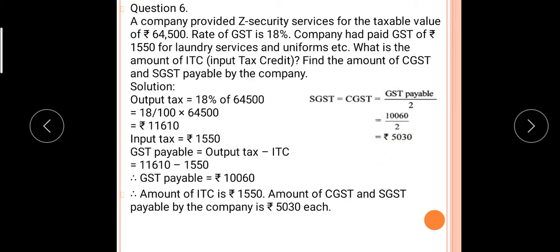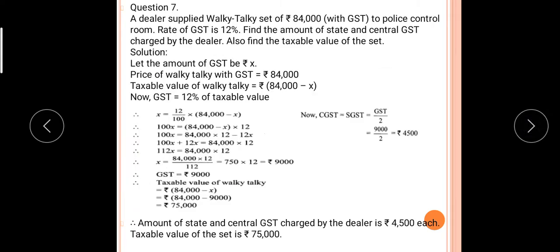Don't be confused, students. If the input and output tax are given, then according to that you have to calculate GST payable first. If nothing is given about input tax, and just the taxable amount and the rate of GST are given, then you have to calculate the GST only. Here it is given that the company has already paid the input tax, and therefore we have to calculate in this way. Now question number 7.